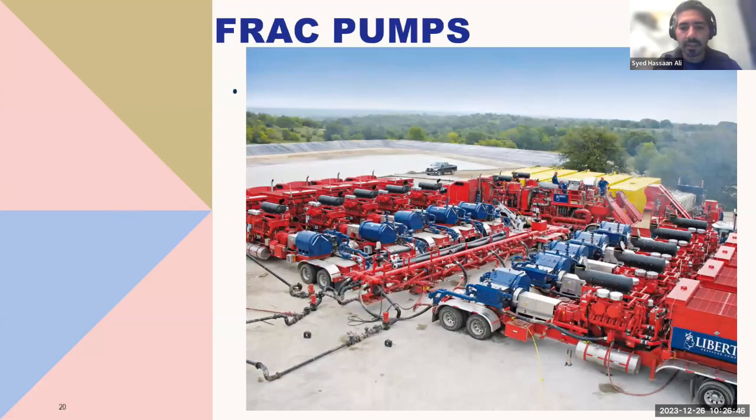This is what a typical frac spread would look like. You have your blenders over here. Then you have your storage tanks over here. These are all the high pressure pumpers, which are pumping the slurry into the frac missile.